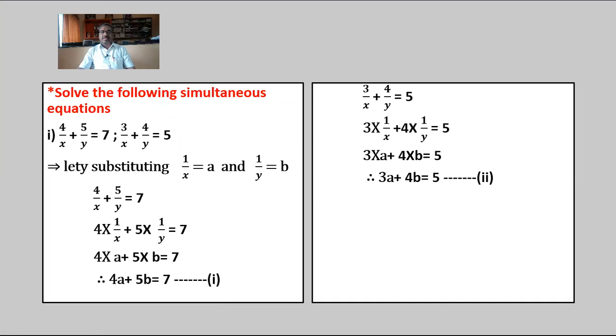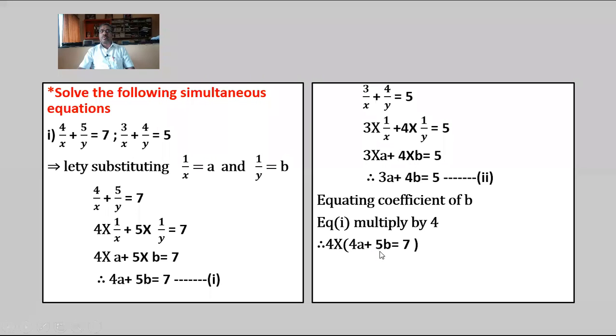By using equating method, substitution method, or Cramer's rule we can solve these two equations, any one of the methods. Here, by using equating method, equating coefficient of b. In the first equation, coefficient of b is 5. In the second equation, coefficient of b is 4. When equating coefficient of b, equation 1 multiply by 4. Therefore, 4 multiply 4a plus 5b is equal to 7.